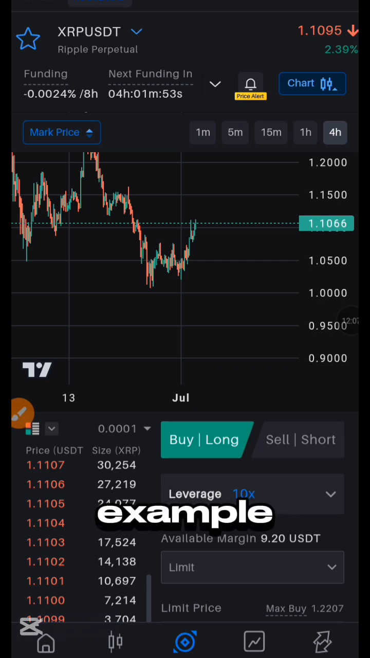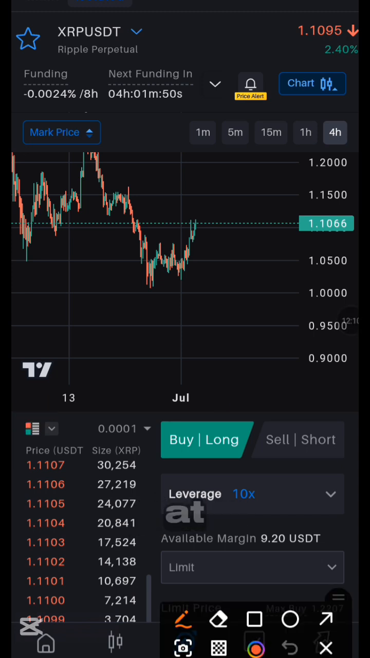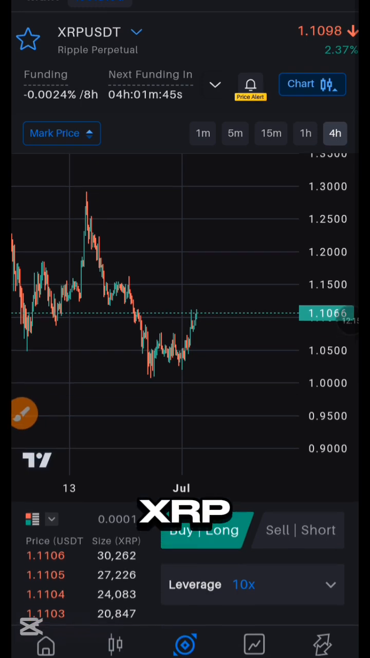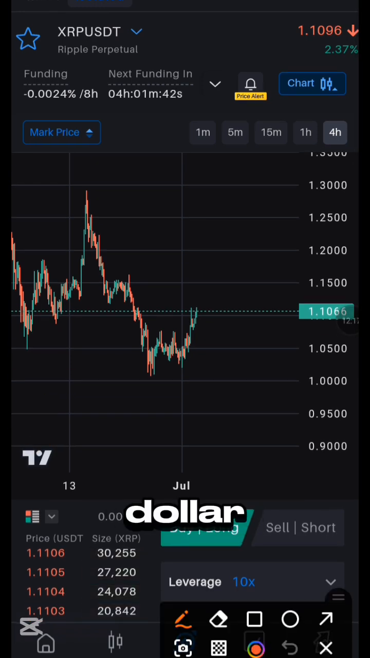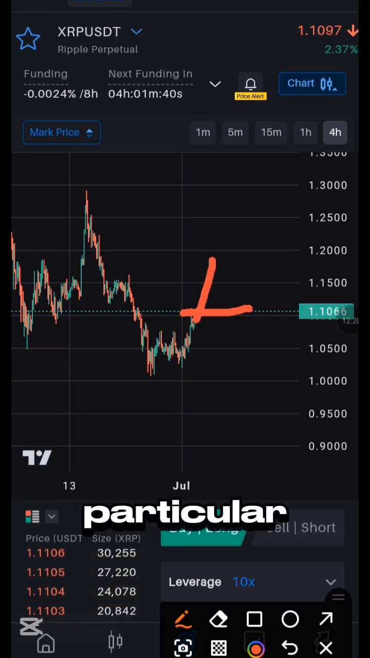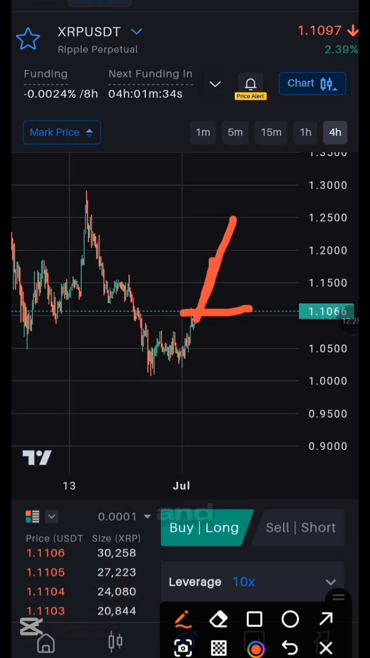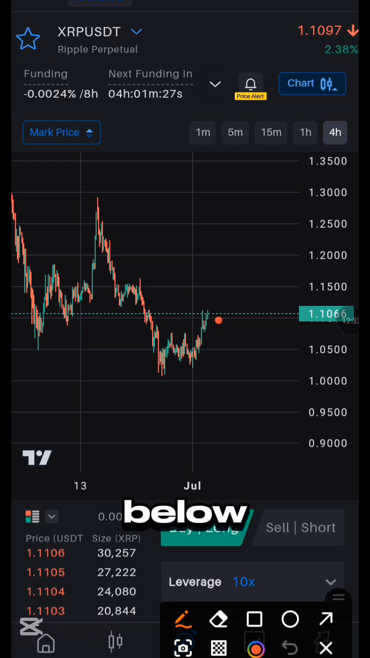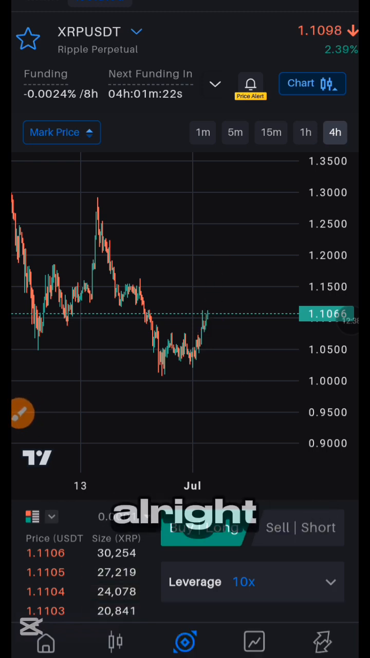Let's take for example, you place your trade at this particular market. You place long, and right now XRP is moving at $1.1, and it moves to this particular point right here, which is $1.2, and you want to take profit. If you close the trade, you automatically are in profit. But if price moves below while you are buying and you close the trade, you are automatically in loss. This is how futures trading works and how to understand everything about futures trading.